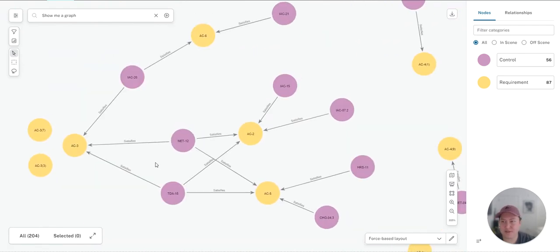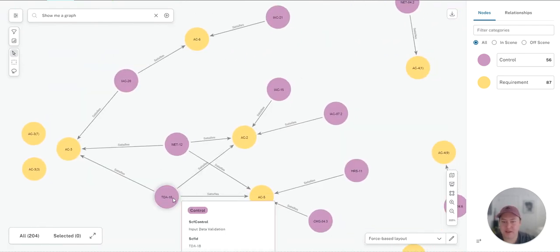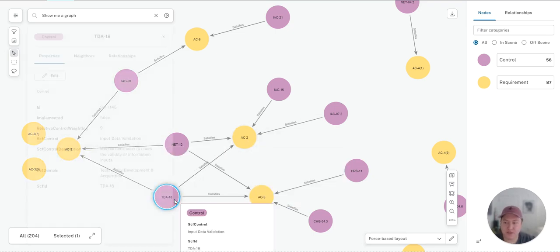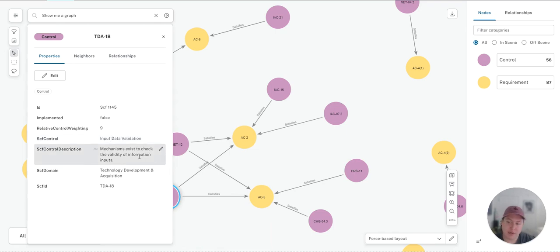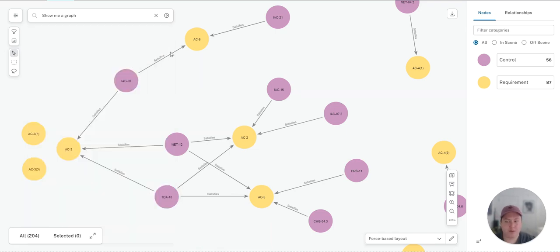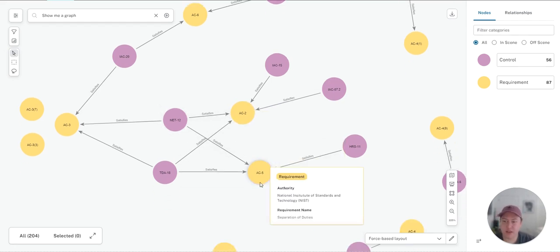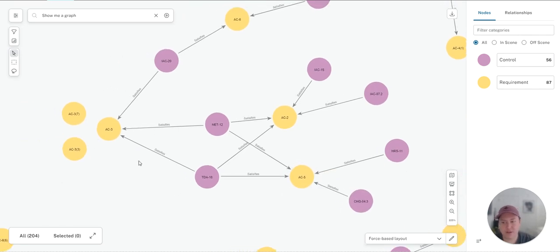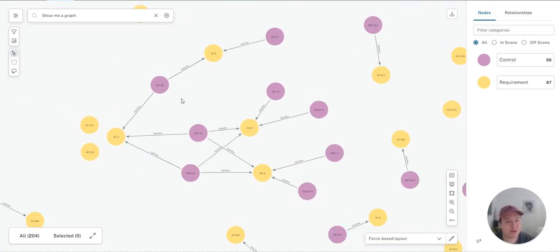If we zoom in, we can see that some of these controls are satisfying multiple requirements. This node here, which is input data validation, is actually pretty important, right? All of them are important, but being able to understand that this node is satisfying multiple requirements is pretty interesting. We can also see that this requirement has a lot of controls involved in it. It's got 4 controls coming in that satisfy it. Same here with AC5, AC3 as well. We can get some pretty interesting structures here.